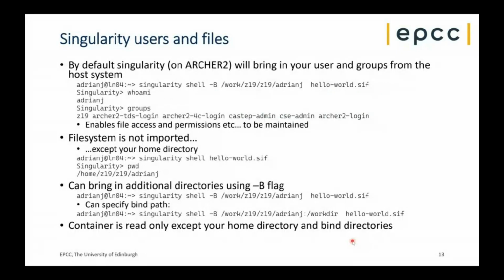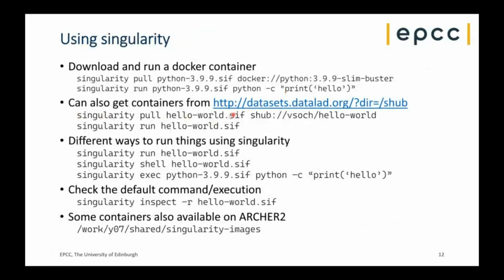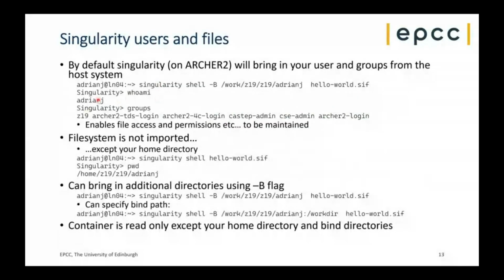By default, when you launch one of these, you get your users and groups from the host system, and that lets you get access to the files and the directories of the underlying file systems there. So here's an example. I'm using a Singularity shell, so I'm interactively using the container. I'm using this Hello World one, which you can pull down in the example. And you can say, who am I? And it knows I'm Adrian J inside this, and it knows I have access to these specific groups, because by default it's picking these up from the base operating system.